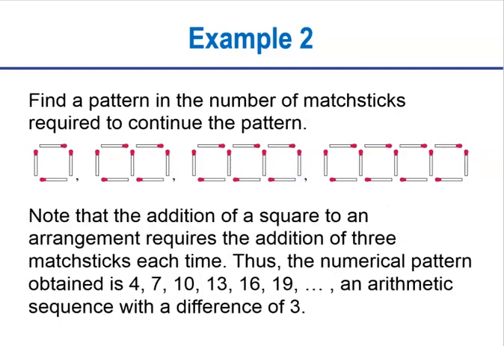And to summarize, it says, note that the addition of a square to an arrangement requires the addition of 3 matchsticks each time. Thus, the numerical pattern obtained is 4, 7, 10, 13, 16, 19, just like we said, an arithmetic sequence with a difference of 3. So yay, the matchsticks is an arithmetic sequence.